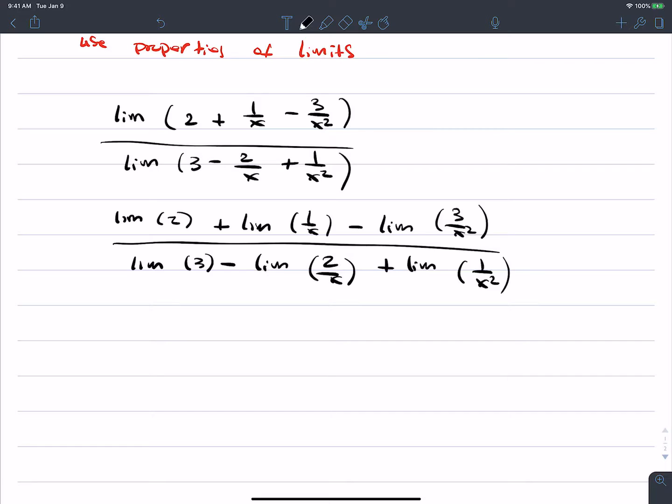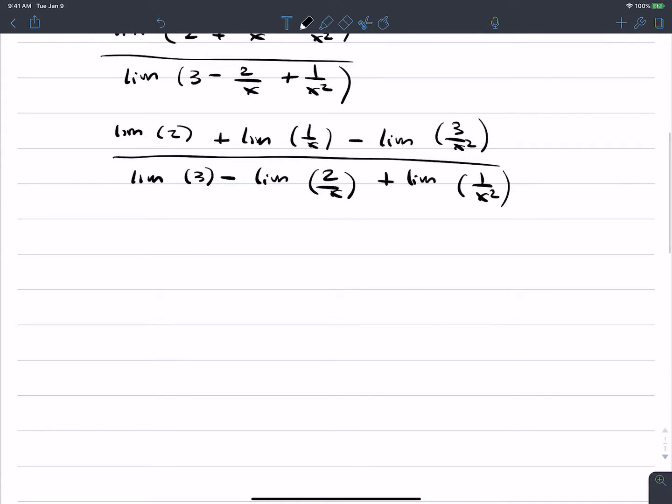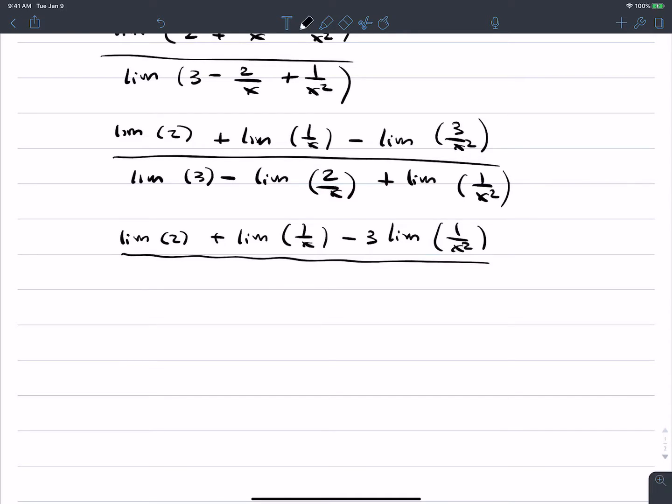Okay, and then again, what do you guys remember you can do? Pull out your what? Constants, right? So we're going to write it as here the limit of 2 plus your limit of 1 over x minus 3, limit of 1 over x squared, limit of 3 minus your 2, limit 1 over x, plus the limit now 1 over x squared.